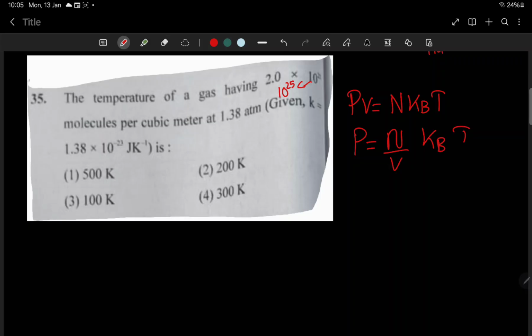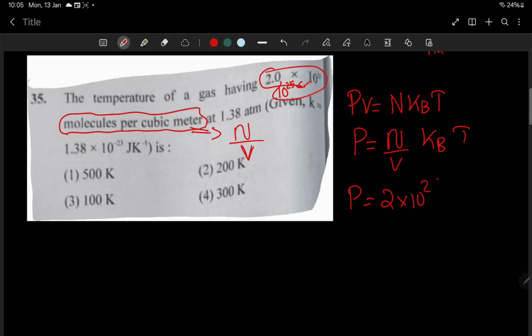Here look, this 2 into 10 raised to 25 molecules per cubic meter. What is this? It is number of molecules per volume, right? So N by V can be substituted as 2 into 10 raised to 25. kB is given as 1.38 into 10 raised to minus 23. Temperature is what we have to find.